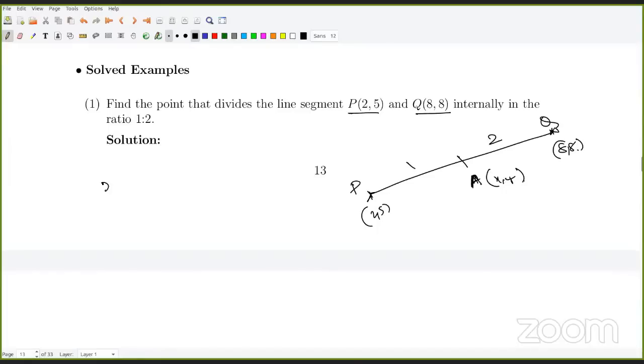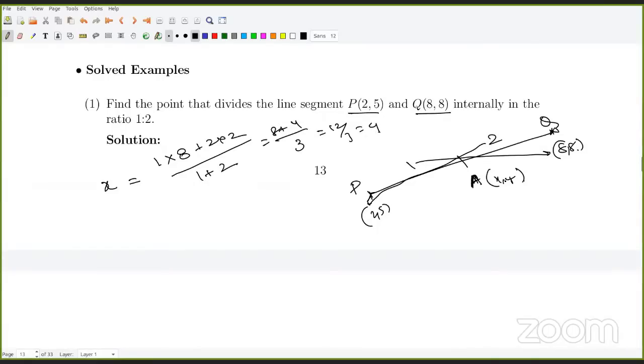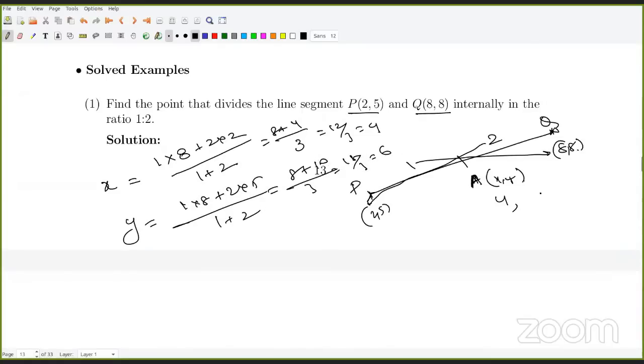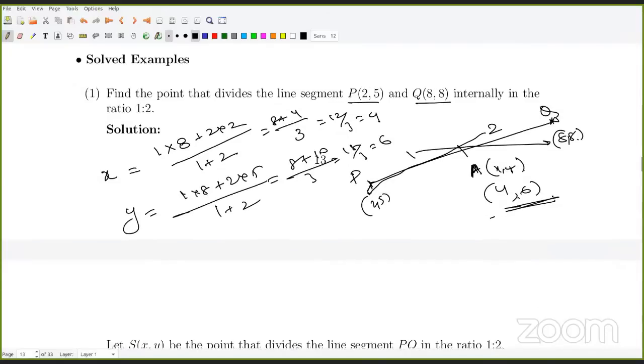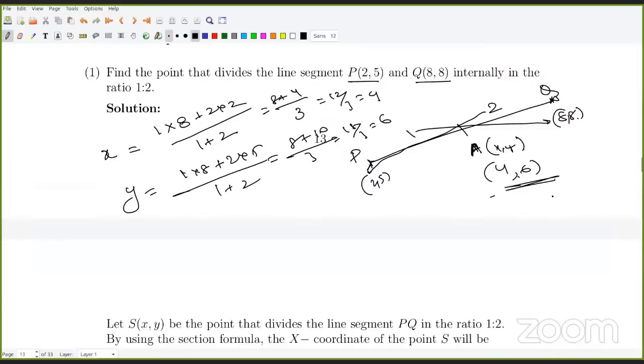So what I have to do is I can find x by multiplying 1 with 8, and 2 multiplied with 2, divided by 1 plus 2. So I will get 8 plus 4 by 3, 12 by 3, which is 4. So x coordinate of A is 4. Similarly, y is 1 multiplied by 8 plus 2 multiplied by 5, divided by 1 plus 2. You will get 8 plus 10 divided by 3, 18 by 3, which is 6. So 4 comma 6 is the point. So this is how we find the point that internally cuts in the ratio 1:2.